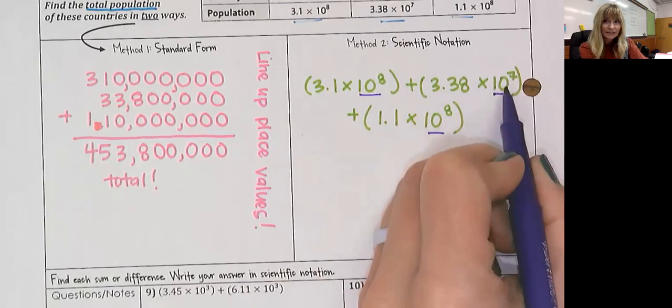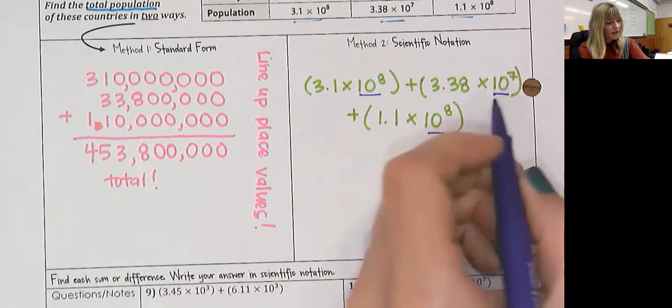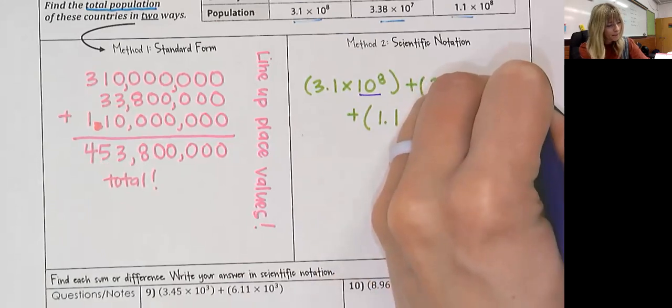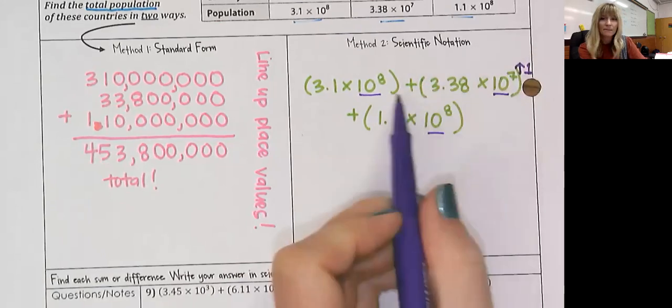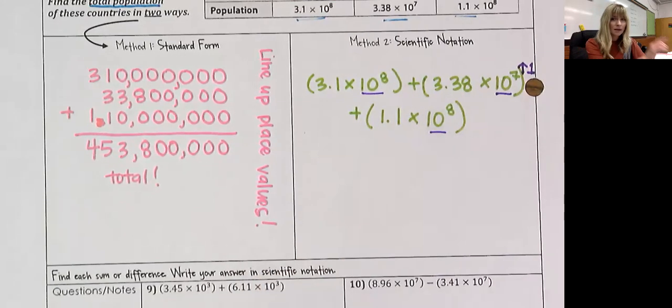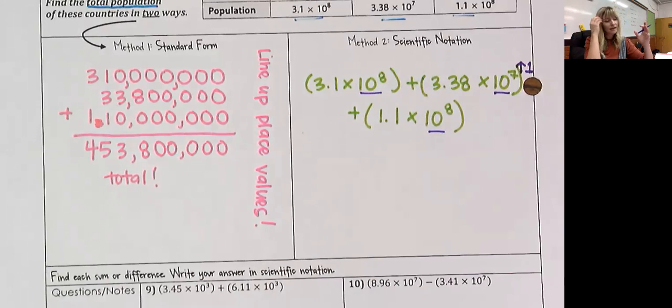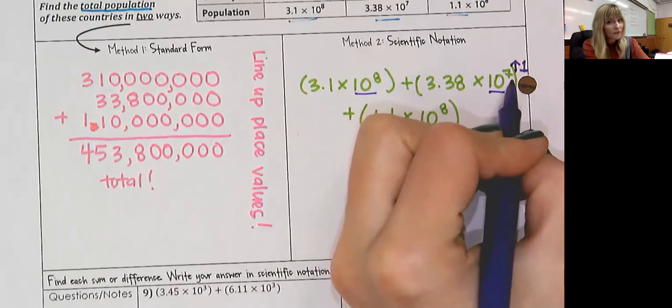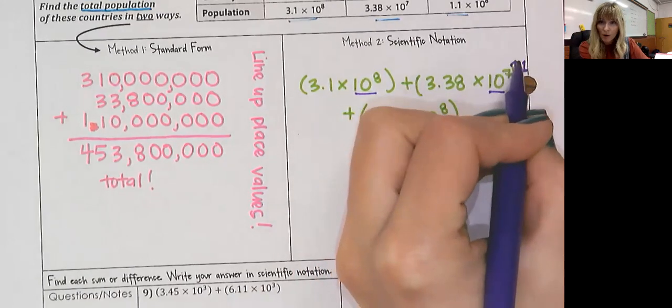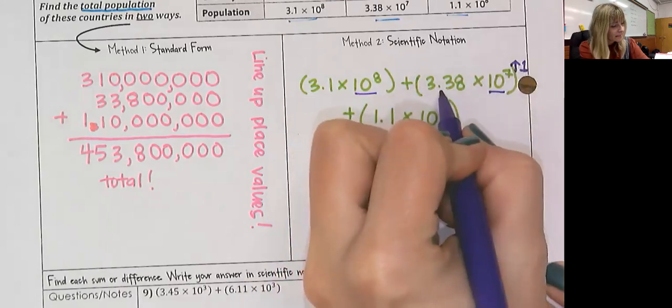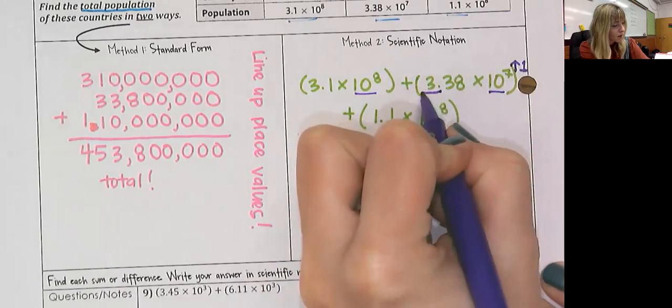What do I need this place value to be? I need it to be bigger by 1 so that it matches these other ones. Remember our balancing act the last few days? If I want this place value to go up 1, I need this decimal to go smaller by one.